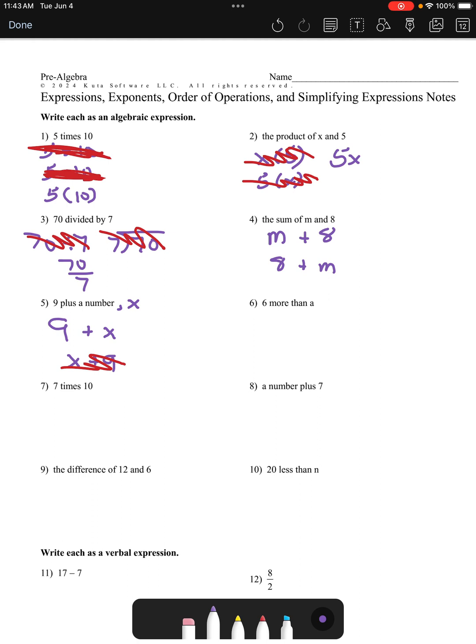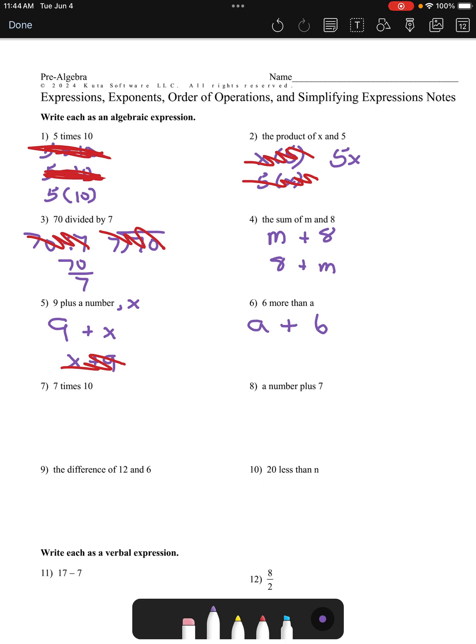6 more than a. This implies the fact that we're going to start with a, and more than means we're going to add on to it the 6. Again, this verbal description tells us very specifically we must do a plus 6. 6 plus a, while the same ultimate fact, is not coming from the verbal expression 6 more than a. And we have to be true to the verbal expression.